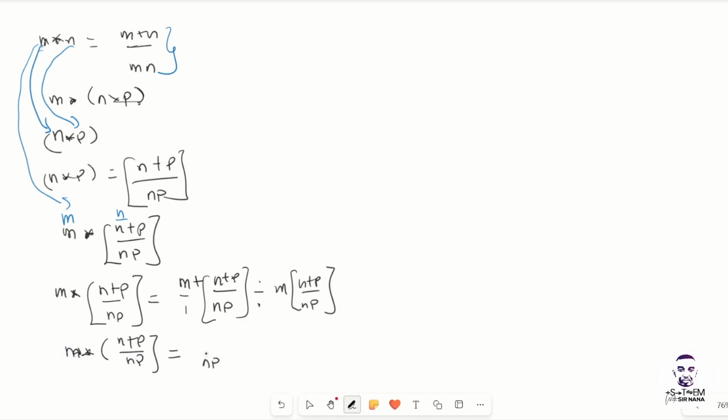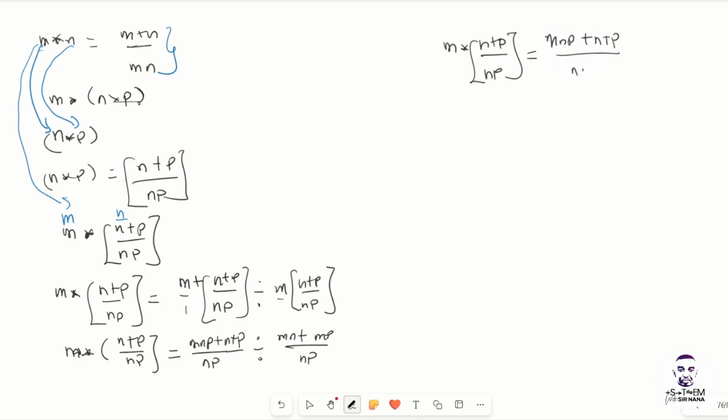So we have np as a LCM. This will go here, np. So we have mnp. Plus this will go here, 1. So n plus p, right, divided by this, multiplying the top. So we have mn plus mp all over np. Right. So now that we have this, we can actually change it to become m operation n plus p all over np, which will be equal to mnp plus n plus p all over np.